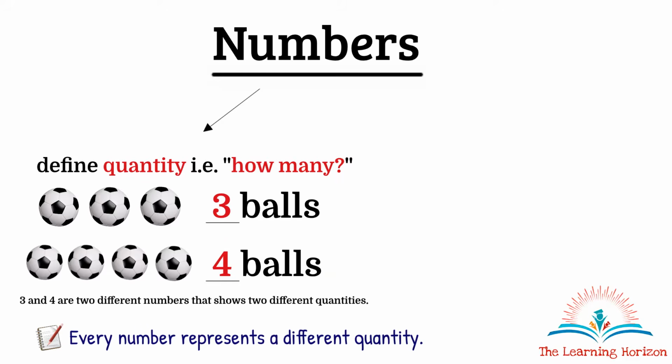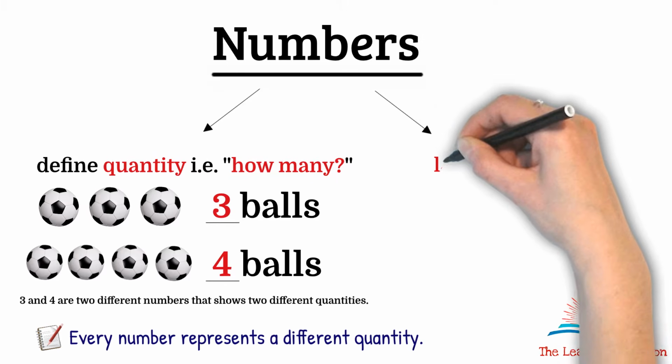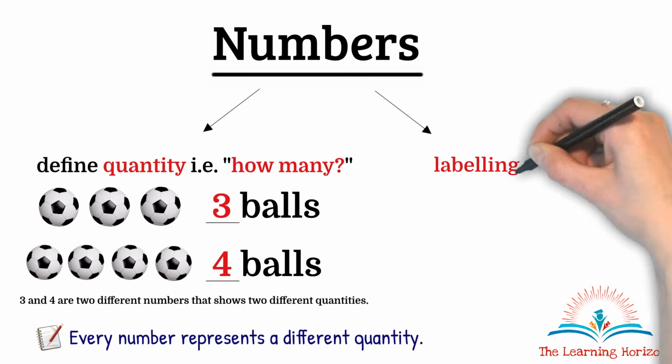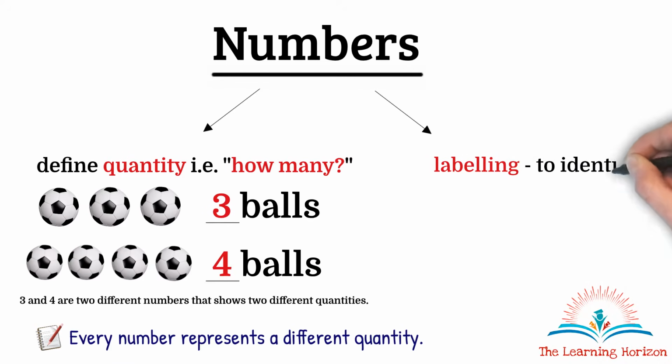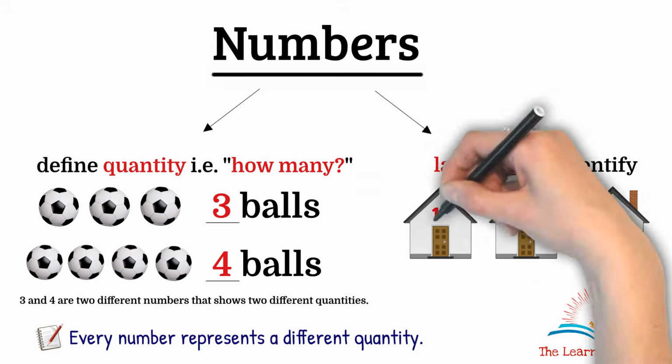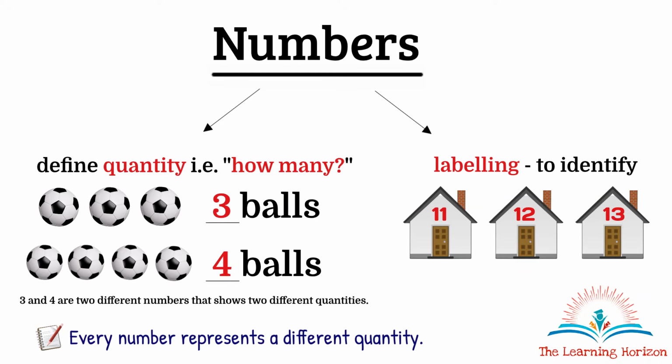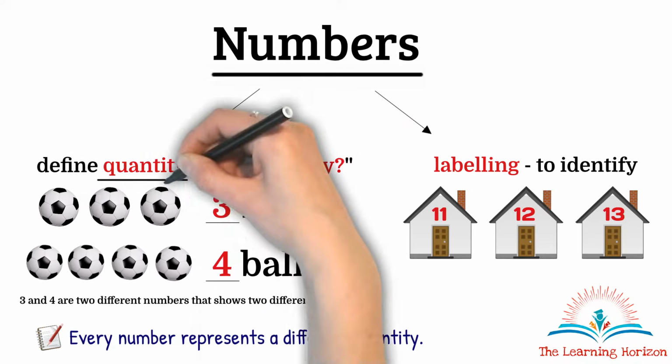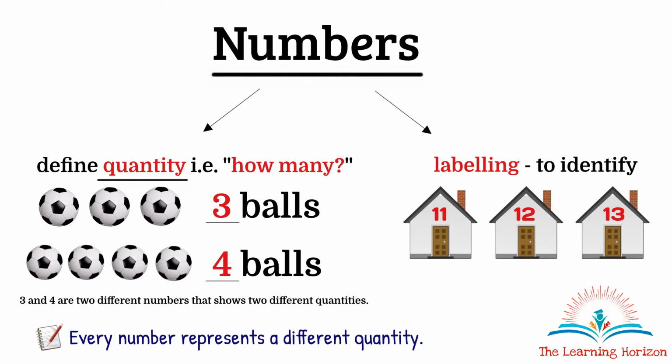Numbers are sometimes used for labeling. Labeling with numbers helps us identify and tell the things apart. Here we have 3 houses. They all look similar and identical. But I cannot tell them apart. I cannot identify them individually. But if I number them as 11, 12 and 13, I can identify them. So, as we have seen with examples, numbers are used to define quantity and also sometimes used for labeling.